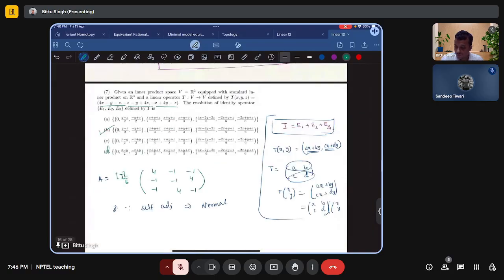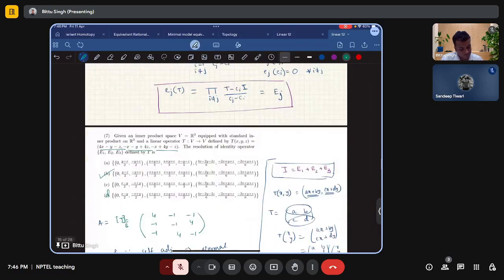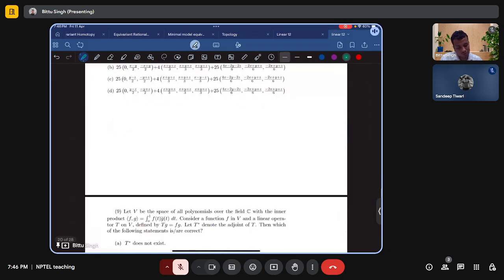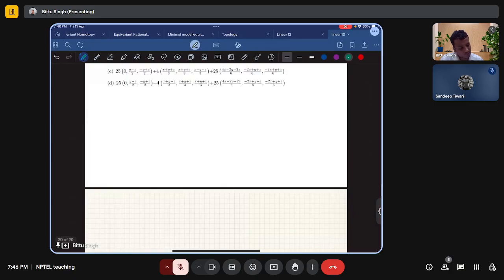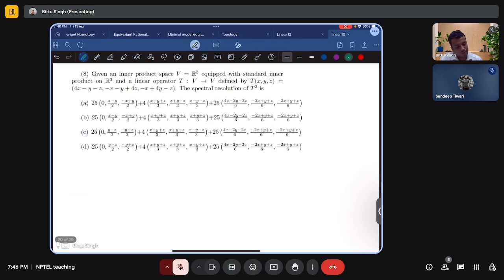Yes. So B is correct. 7 point B. Okay. So let us solve the next question. Here it is. So this is continuation of question number 7. Here T x y z is written as this, the same tree. We need to find the value of T square.